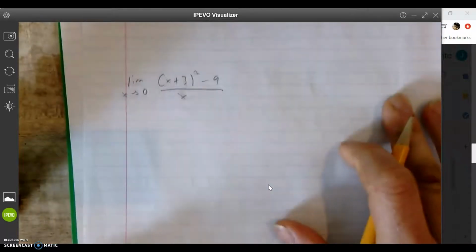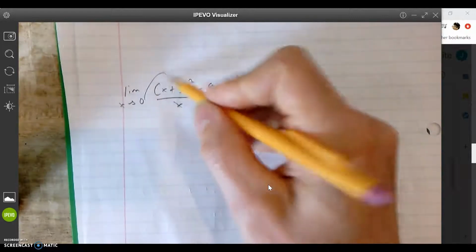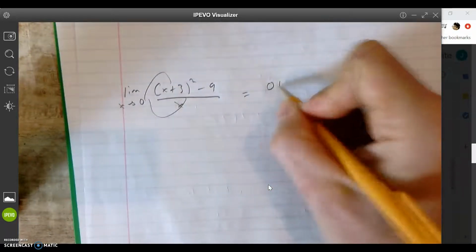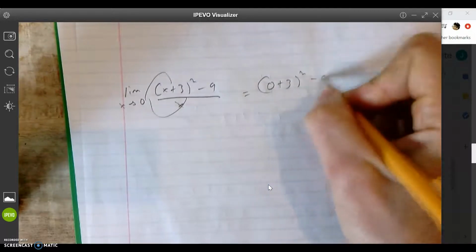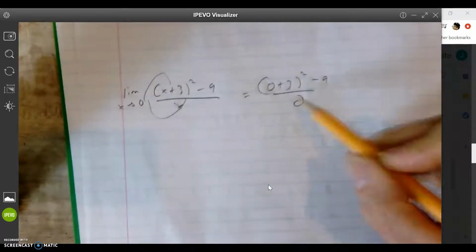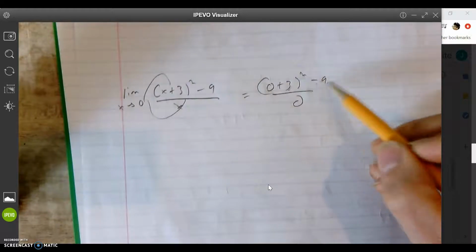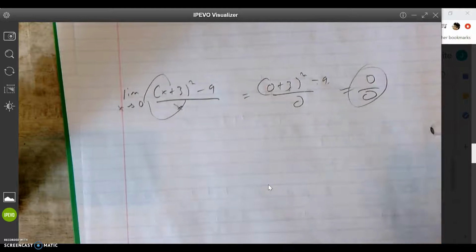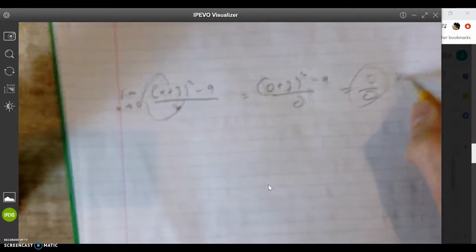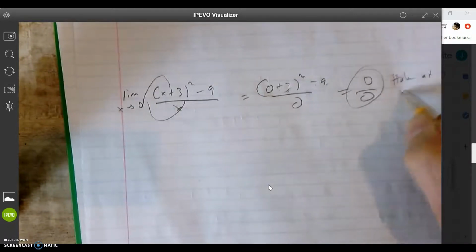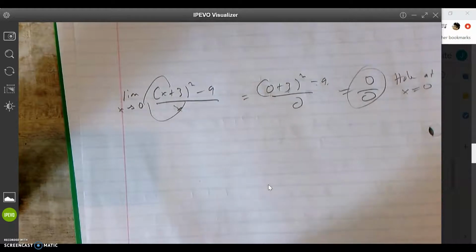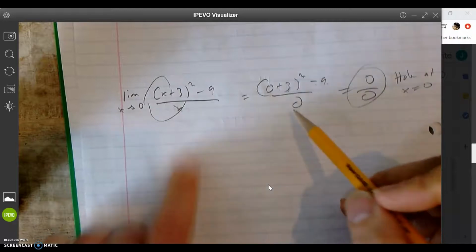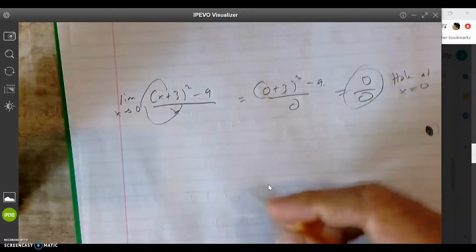All right. So this one's a little bit different. First step, always, plug in 0. So you get 0 plus 3 squared minus 9 over 0. 3 squared is 9. 9 minus 9 is 0 over 0. Indeterminate. Okay, so that signals that there is a hole at x equals 0. It's a hole in the graph. But what is the limit? As we approach from the left and the right, what are we going to get?